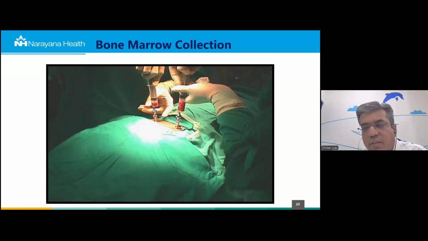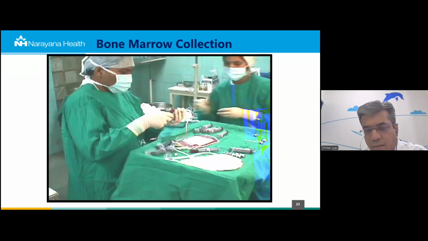That means if the recipient weight is 20 kg, we aim to collect at least 300 ml. Okay. But we cannot exceed 20 ml per kg of the donor weight. So that is the important thing, how much we can collect from this procedure. It is done under general anesthesia. And this is the way we maintain sterility, and we transfer the collected cells into the bag.